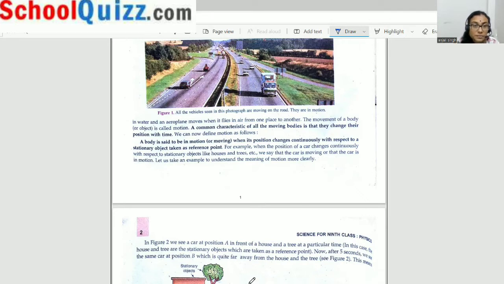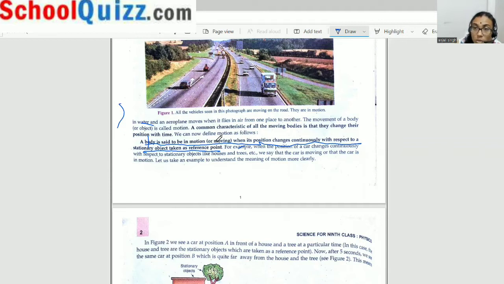Now, the proper definition, you can see. An object is said to be in motion when its position changes continuously with respect to a stationary object. Clear? With respect to the stationary object as a reference point. It is very necessary to choose a reference point.